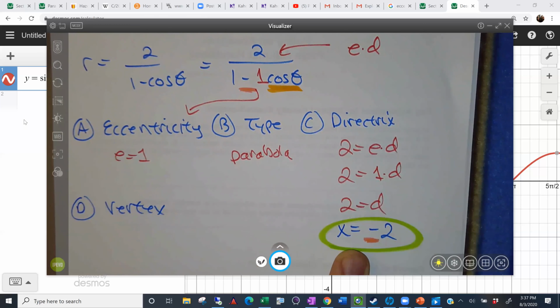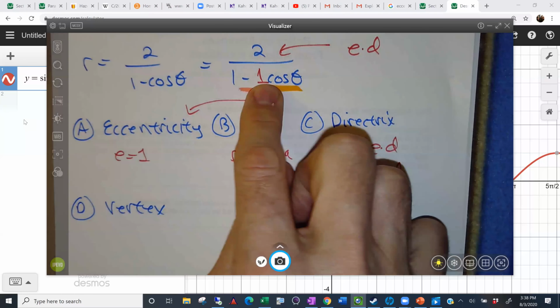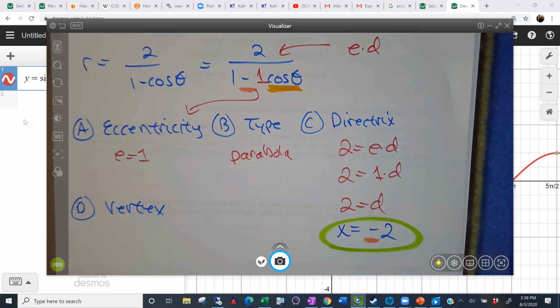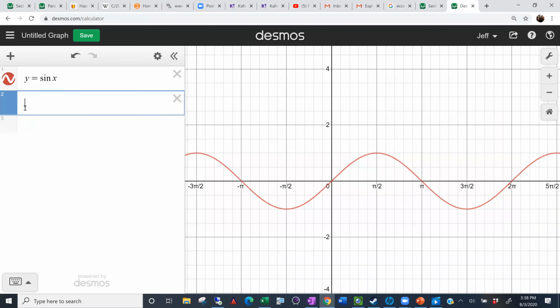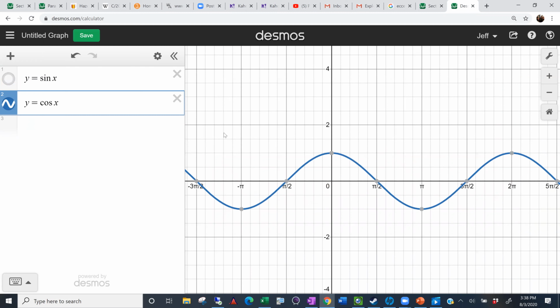I had a quick question, actually. Yeah, please. So with the eccentricity, we ignored the sign. Because I saw you just put 1, I thought it was going to be negative 1 for a second. Good question. No, eccentricity is not negative, so you're going to ignore the sign or use the absolute value. Yes, good question. So let's look at the cosine, y equals cosine x. And I can show off the graph of the sine here real quick.